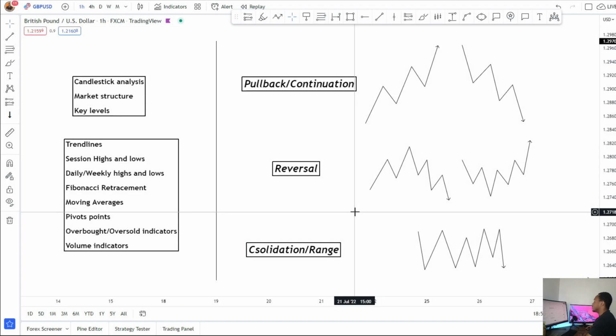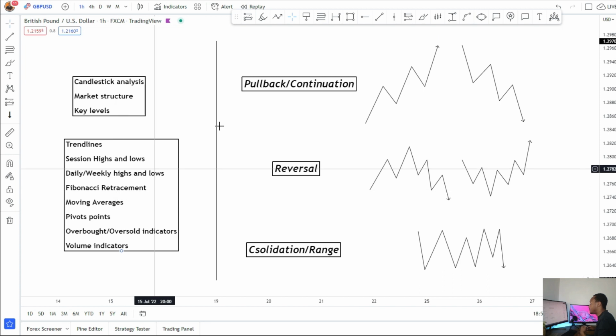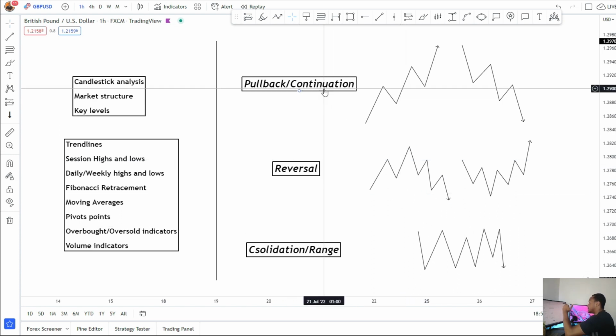Okay guys, welcome. So on our screen is our beginner's guide to technical analysis. Now on the left are our technical tools, techniques we use to interpret and analyze the market, and tell us when to buy and sell. And on our right are our styles, or our three main types of trading the market. So I'm going to talk you through the right, and then we'll go into the left and show you how we combine them. So on the right, we've got pullback, continuation, reversal, and consolidation.